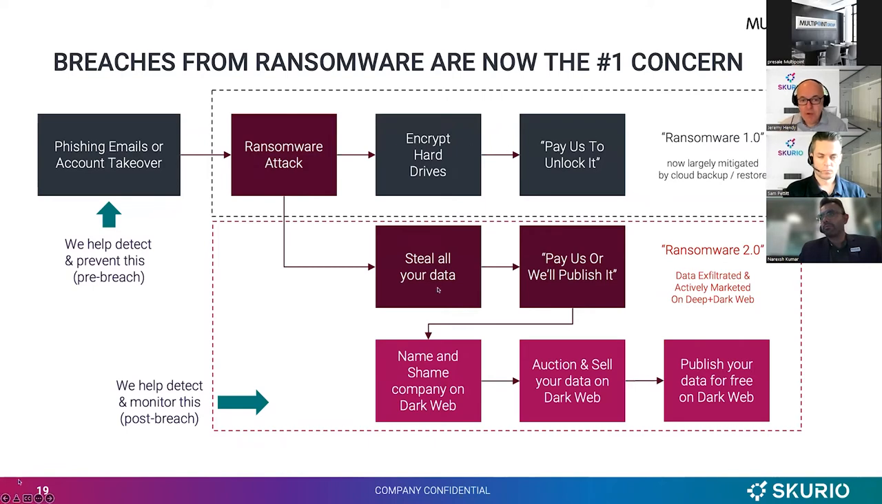So the new generation of ransomware that's been running for the last 12 to 18 months, before they turn on the encryption, they are also exfiltrating all your data and then saying, unless you pay us, we will publish that data. And on their sites, they will name and shame your company. They will auction your data off if you don't pay the ransom, and eventually maybe publish it for free.